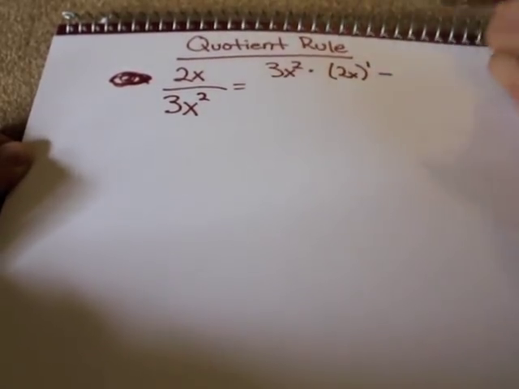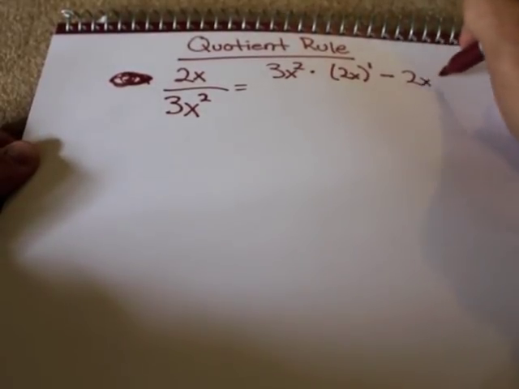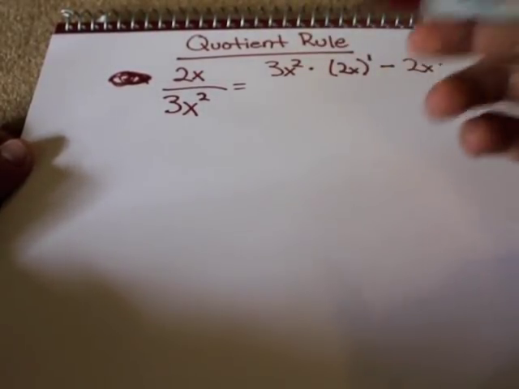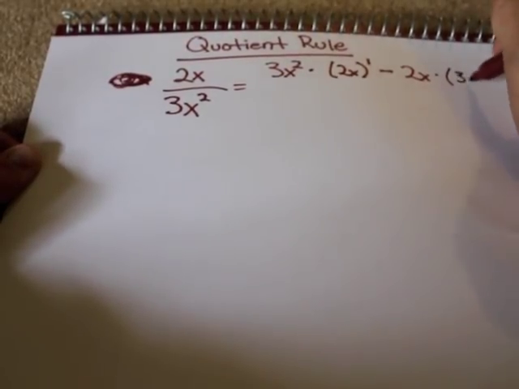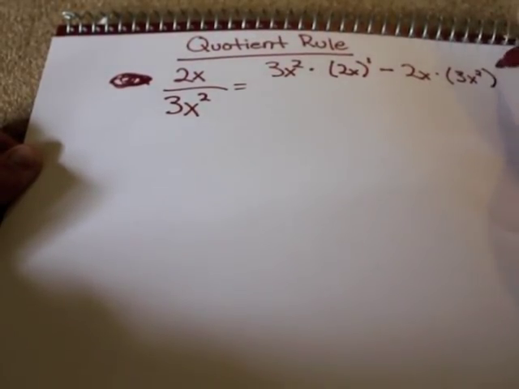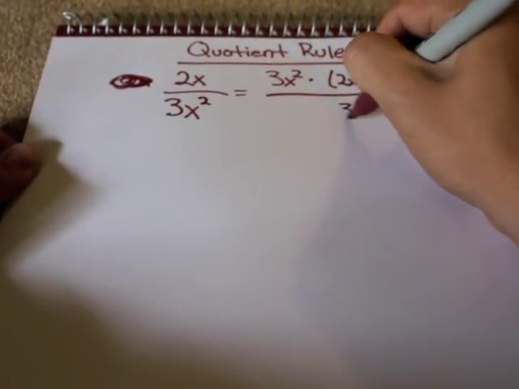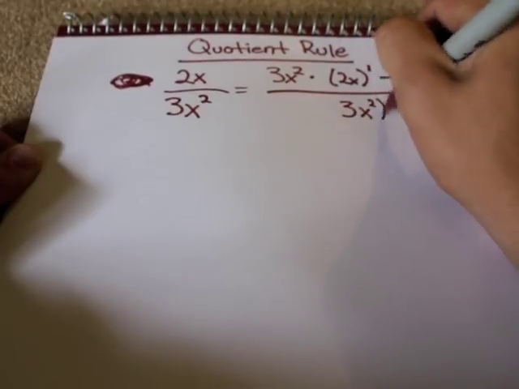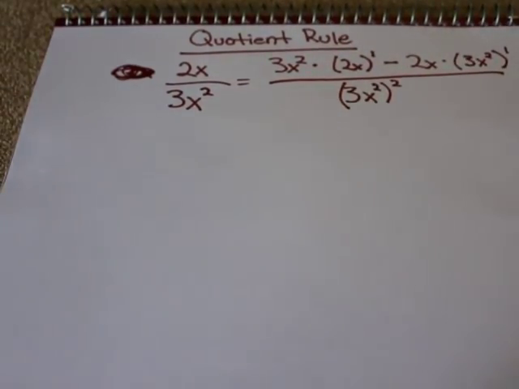And then you'll have to subtract the opposite, so it would be 2x, which is the numerator, times the derivative of the denominator, which here is 3x squared. And then what you'll do is divide all of that by the denominator squared. So if you have 3x squared, you would square it. Alright, so that's our first step.